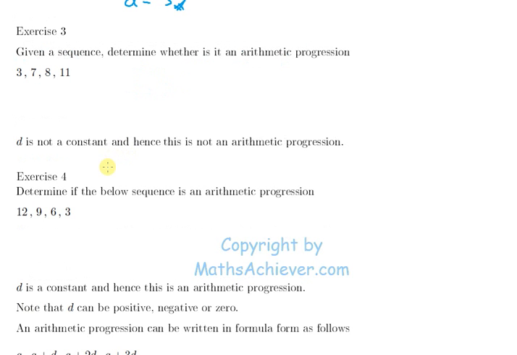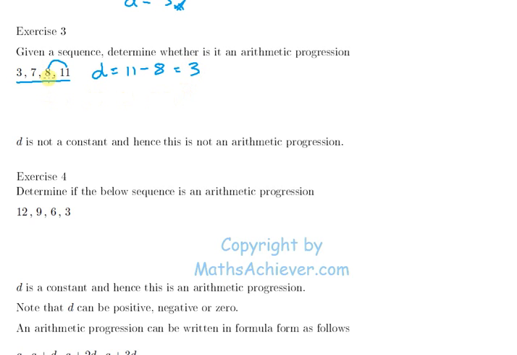Take a look at another exercise. Given a sequence, determine whether it is an arithmetic progression. Now, we have seen that for an arithmetic progression, the criteria is that the difference between two consecutive numbers must remain a constant. In this case, with this progression, we can determine the D in this manner. D, let's say we take this term and minus this term, so D is 11 minus 8, which is 3.